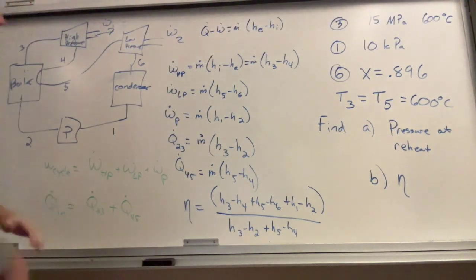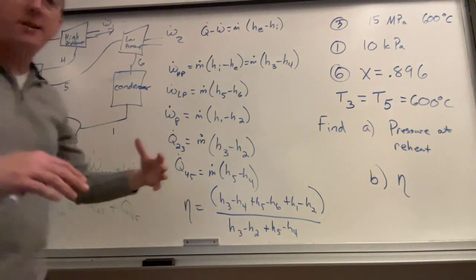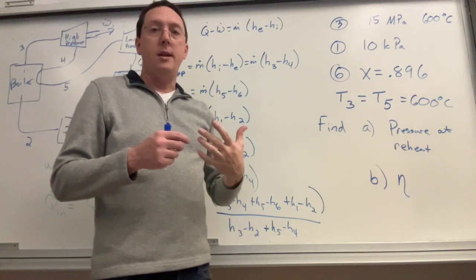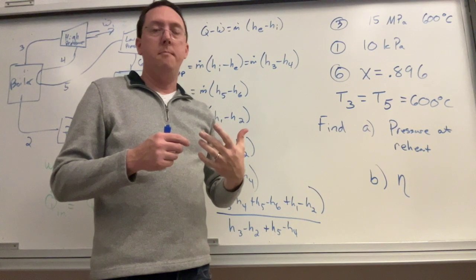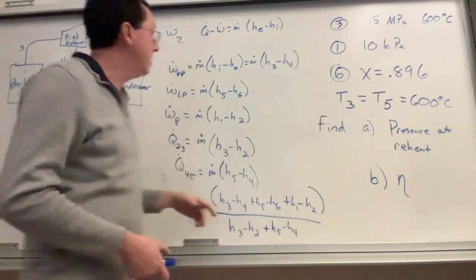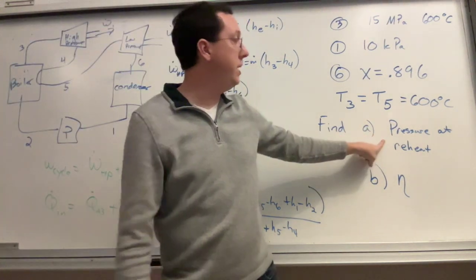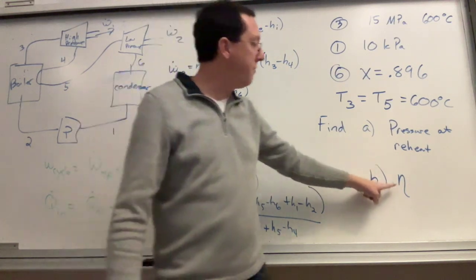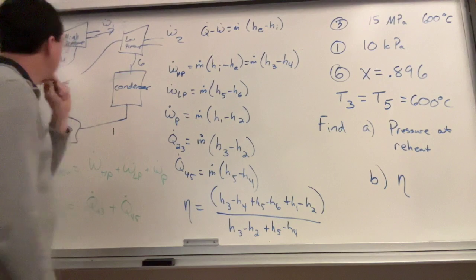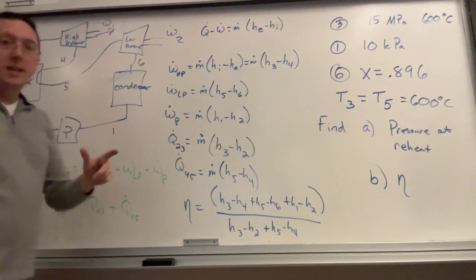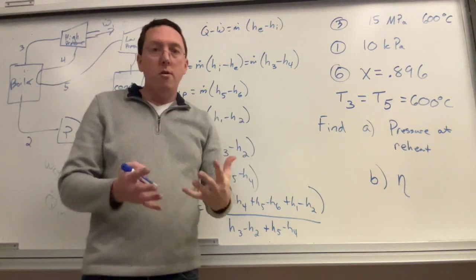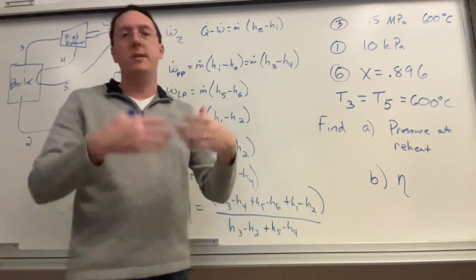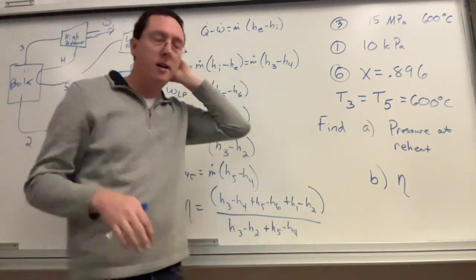Now, how do we pull that together to get the answer, the efficiency? First off, we were supposed to find the pressure at the reheat cycle. That was that 40 bar number, so we got that one done. And then we want to find the efficiency. Remember, efficiency is the power of the cycle divided by the heat transfer rate in, or the work of the cycle over the heat in.